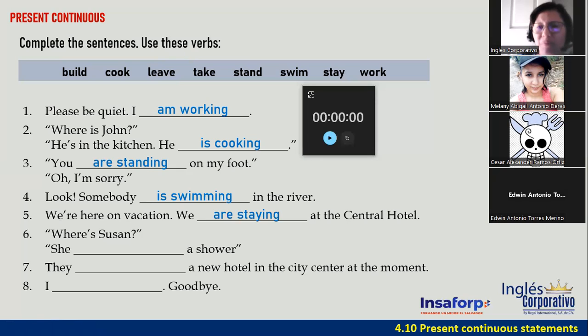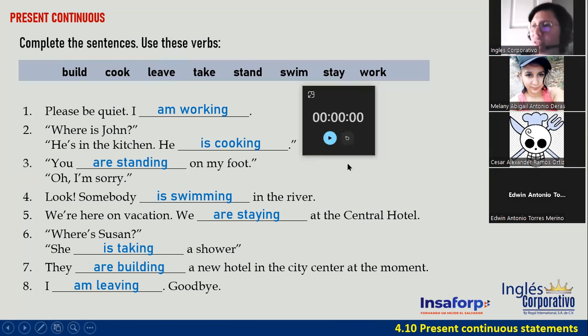Where is Susan? She's taking a shower. Okay. She's taking a shower. Very good. What about number seven? They are building. Muy bien. They are building a new hotel in the city center at the moment, right? And number eight. I am leaving, ¿verdad? Me voy yendo, decimos nosotros en español. I am leaving. Goodbye. Very good.